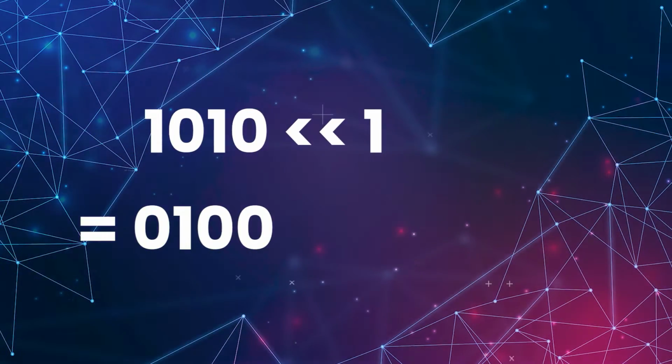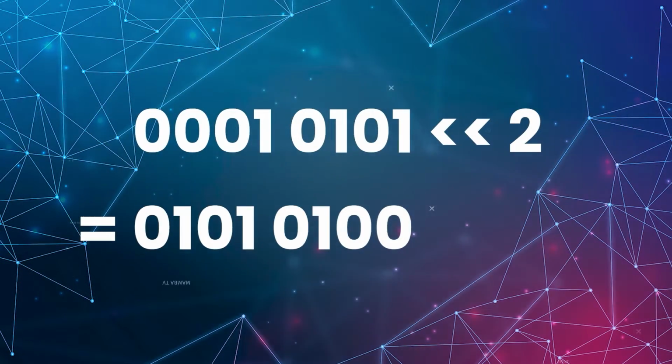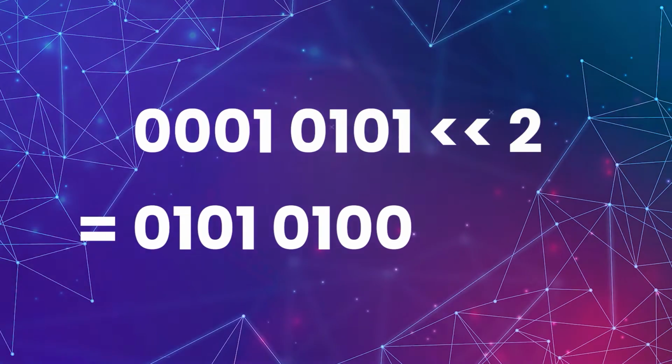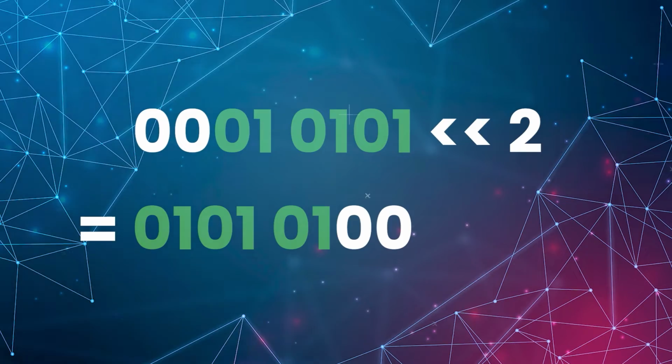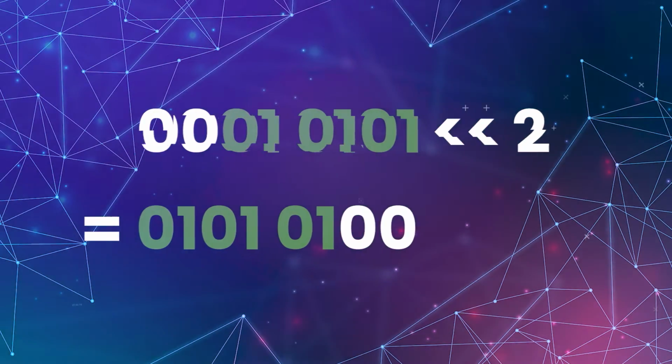You can shift bit sets or numbers. You can shift them 2 or more places to the left. Here, all the bits have moved to the left twice. Each shift to the left multiplies the number by 2.